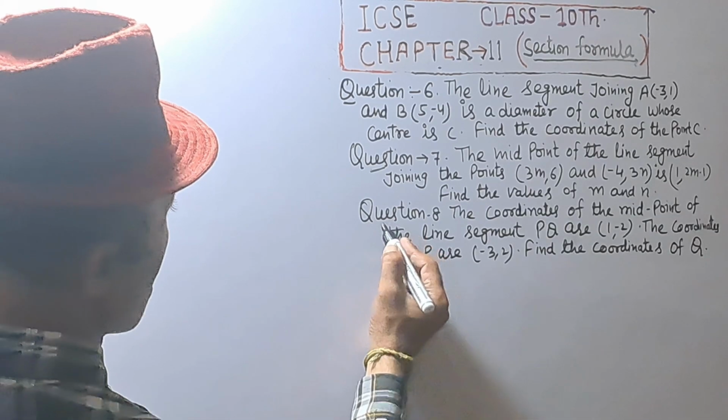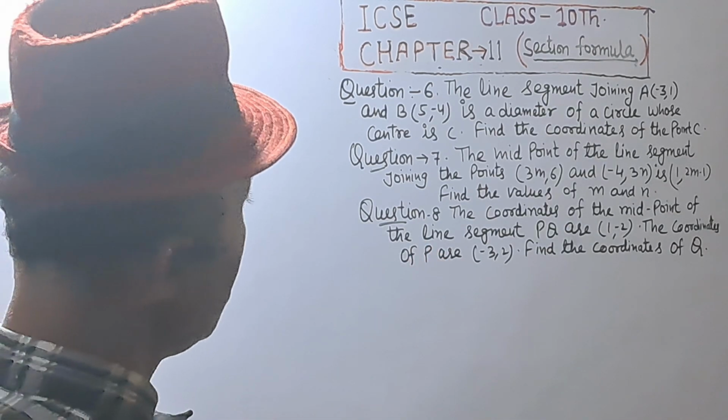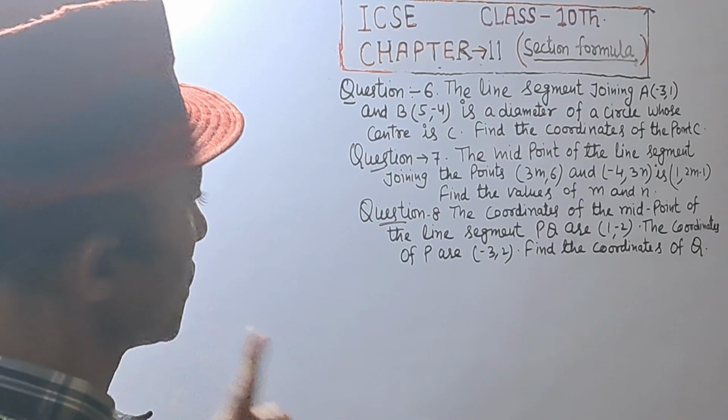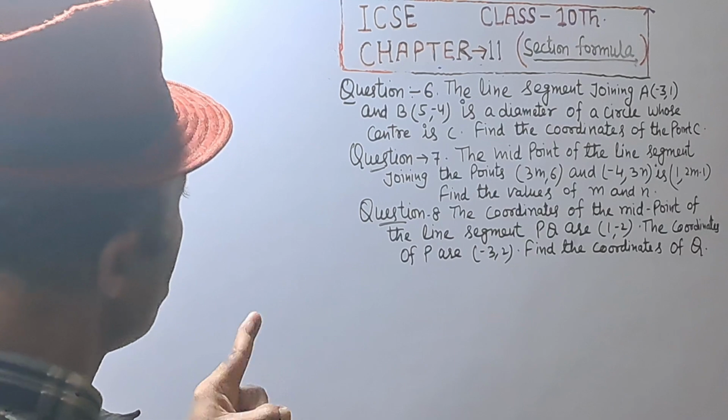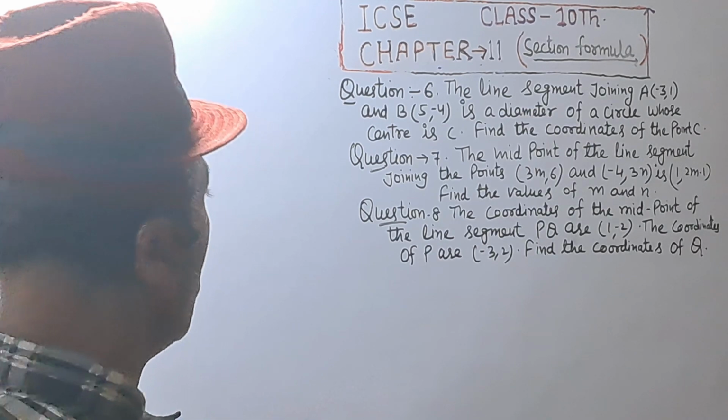Answer. Question number 8. The coordinates of the midpoint of the line segment PQ are (1, -2). The coordinates of P are (-3, 2). Find the coordinates of Q.